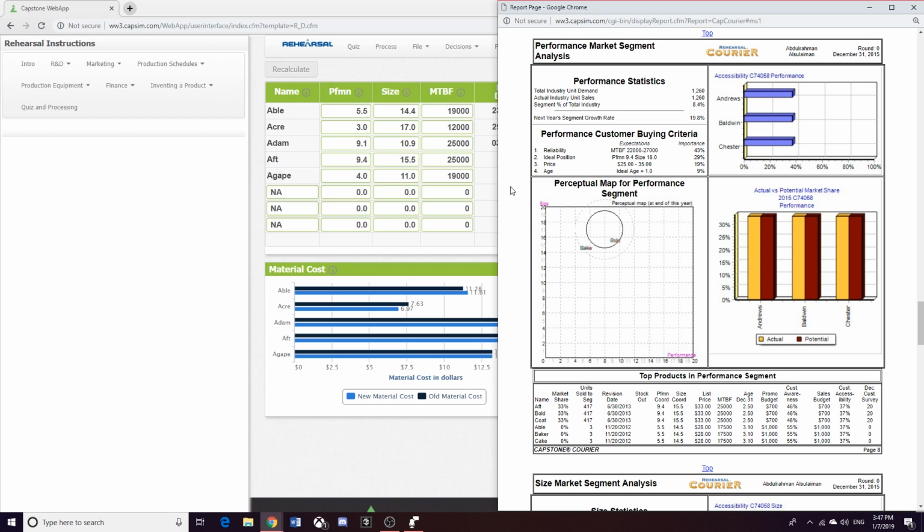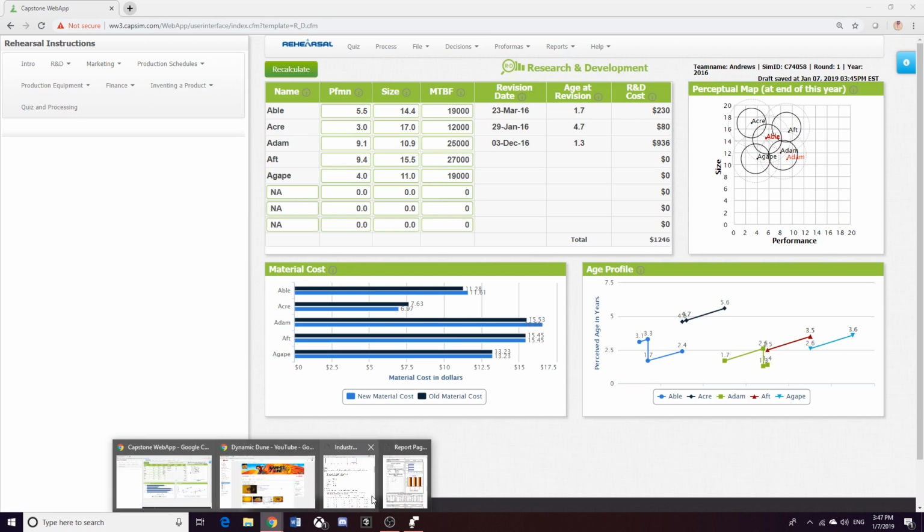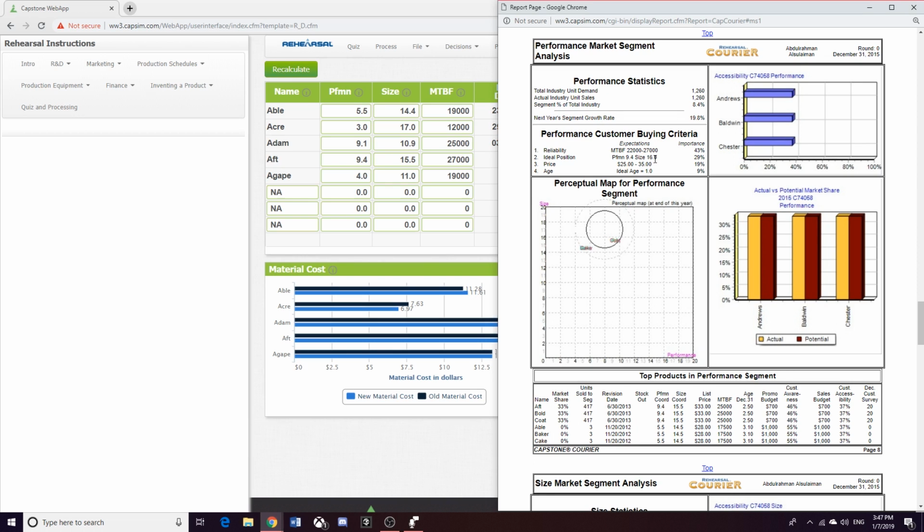That's good. And then for size, 15.5. That's our product, and customers want a size that is 16 in the beginning of the round. So okay, and then AFT's MTBF is 25,000. And look here, reliability for performance is the highest in importance. So we want reliability to be the best. So definitely we're going to go and say, okay, for performance, we're going to put the highest reliability we can put. And remember, do not put it higher than 27,000.